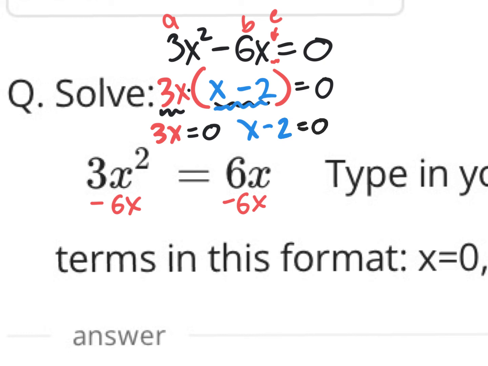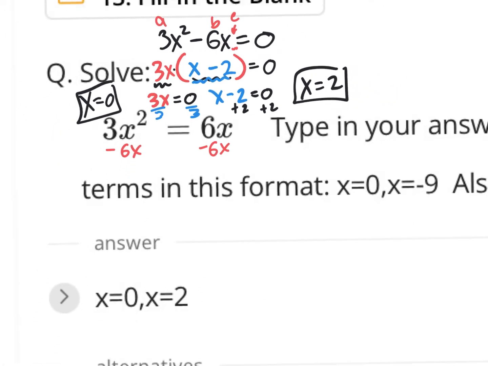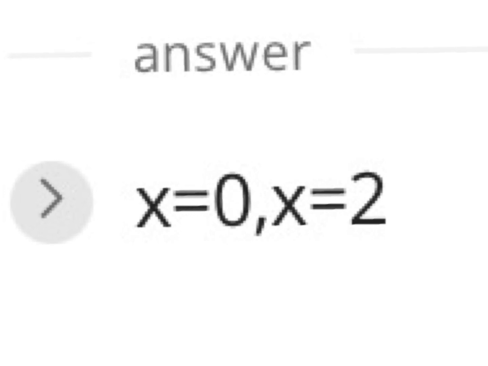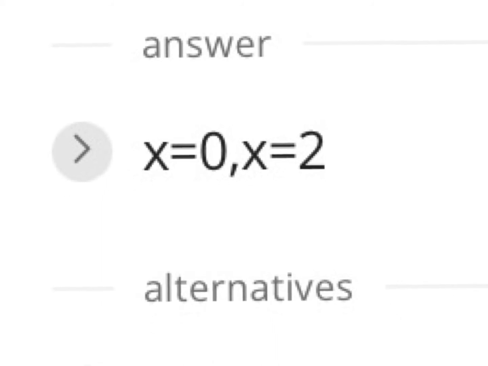And if we solve both of these equations, well, this one just divide by 3, you will have your answer x equals 0. And over here, plus 2, you will have your other answer x equals 2. So your two answers are 0 and 2. And you're going to type it in exactly like that, x equals 0, x equals 2, no spaces between your terms, with a comma separating them both.